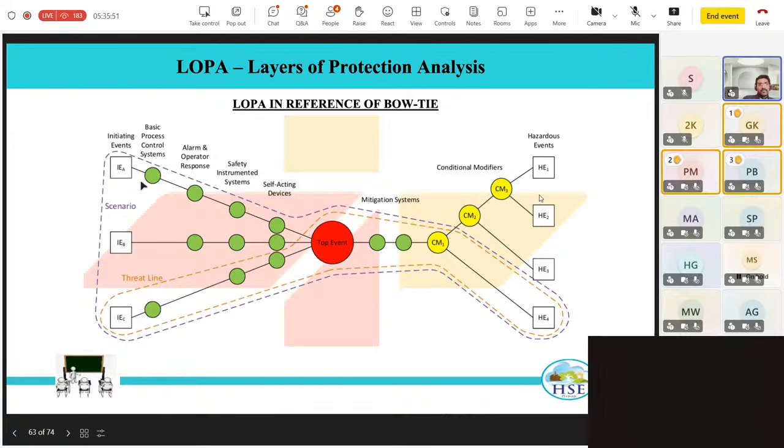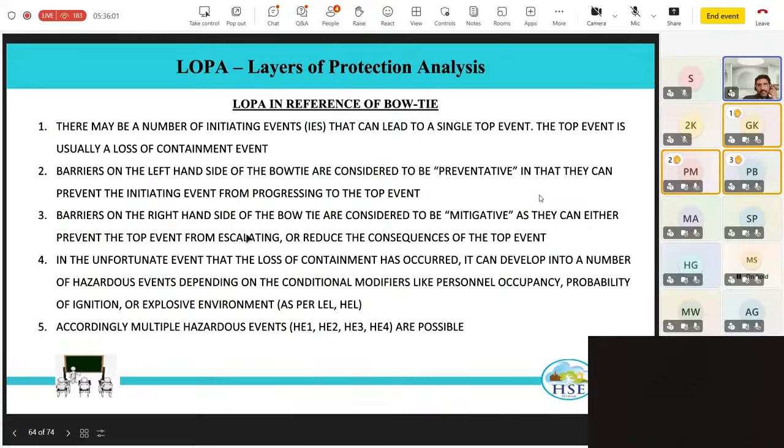So do you see, there are multiple initiating events. They have their own set of controls, their own set of safeguards, their own set of acting devices, in spite of which they can lead to a top event. That is what is said: they can lead to a top event in spite of having multiple initiating events and safeguards. Next, the barriers on the left side of the bow tie are considered preventive. That is, they can prevent the initiating event from progressing to the point of the event.